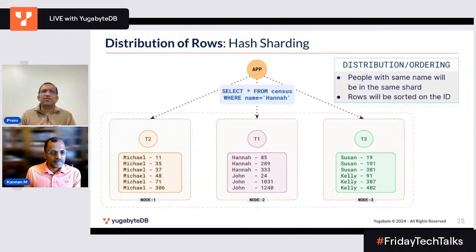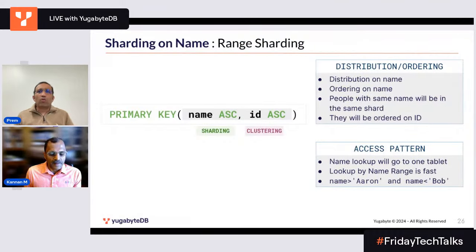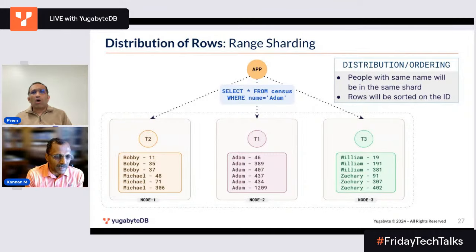That's because we have specified ID in the clustering part. Now let's see what happens when you range shard on name and ID. Primary key has to be unique in the same way, just as we discussed in shard. You have to add ID in the scenario because name is not unique. And your entire data will be distributed on name and ordered on name.